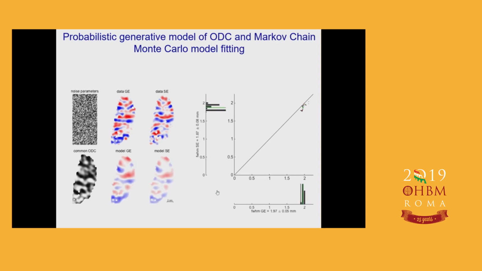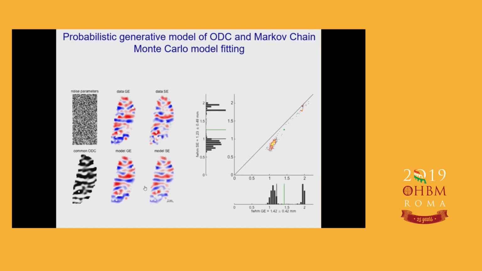The first iterations. And then pretty quickly, the model converges on patterns that are very similar to the data. And the point spread function, the probability density function that we estimate for the point spread functions, goes to approximately 0.8 for spin echo and approximately 1 full width at half max for gradient echo.